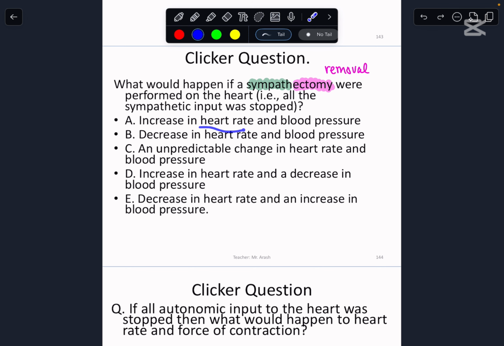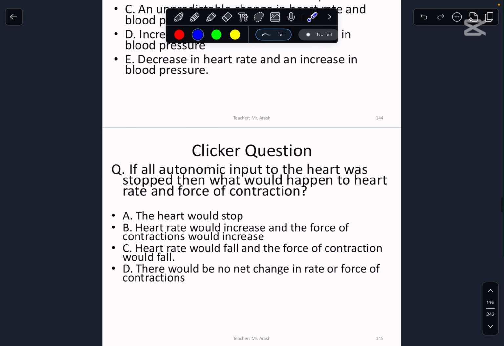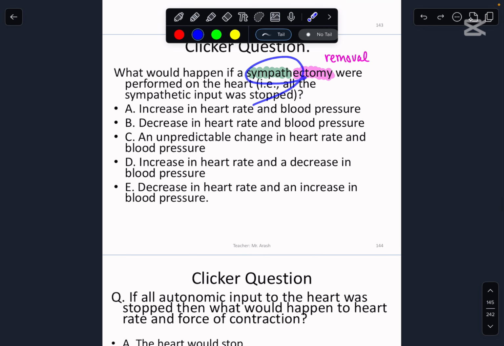The options say: an increase in heart rate and blood pressure, a decrease in heart rate and blood pressure, an unpredictable change in heart rate and blood pressure, an increase in heart rate and decrease in blood pressure, or a decrease in heart rate and increase in blood pressure. So think about that and let me know what you think. Remember, the sympathetic job here was to increase heart rate and increase the force of contraction, or in this case, increase blood pressure. The question is, what would happen if you got rid of the sympathetic input?